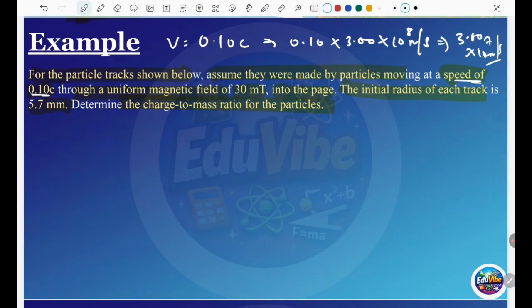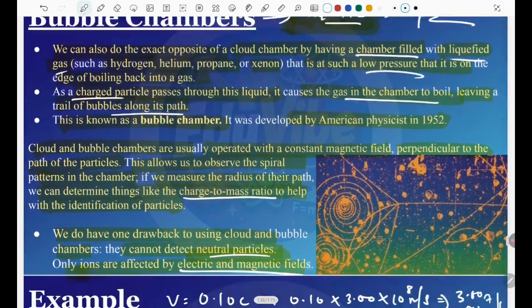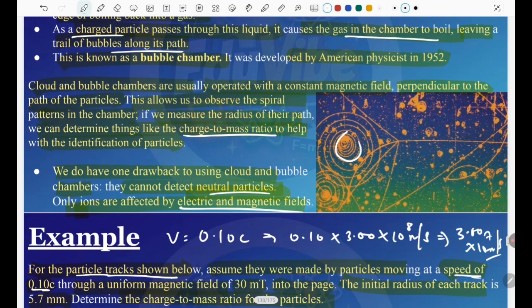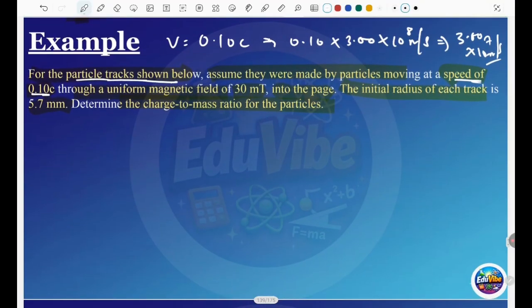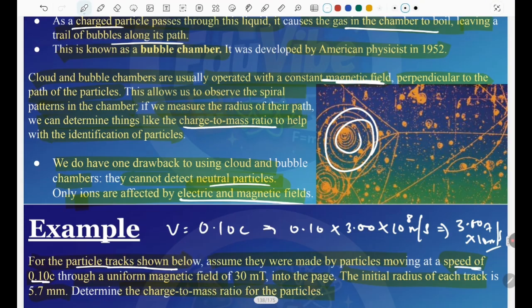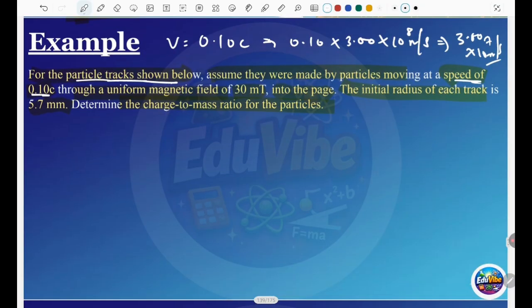So the particle tracks. There's no picture over there, but it's like those pictures, and you can see there are spirals in it, which means there's a circular motion involved. You can also see that they have a magnetic field, which is constant. So we can use the circular motion and magnetic field combination, and from here you can find the charge to mass ratio.